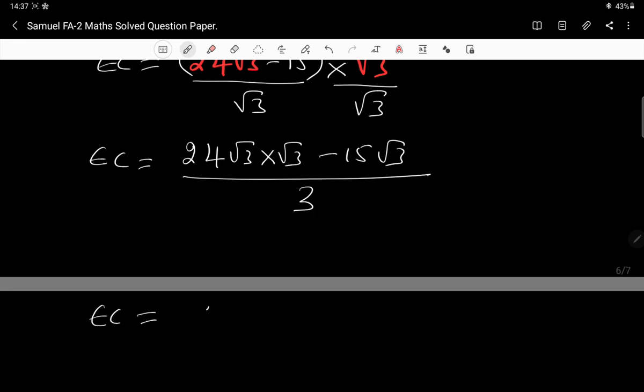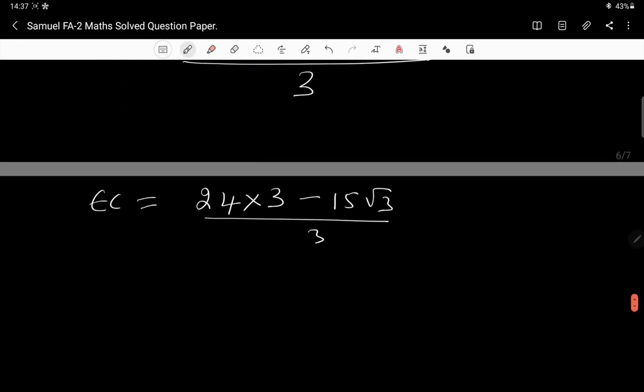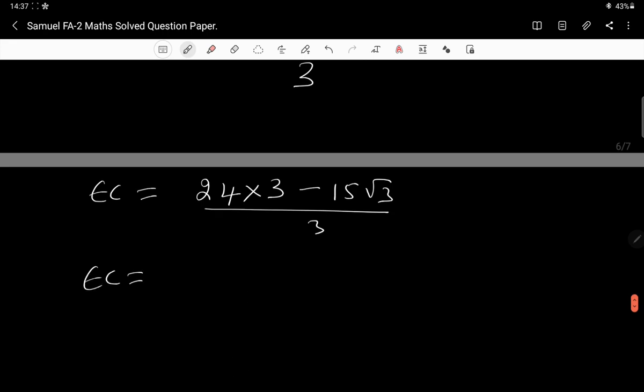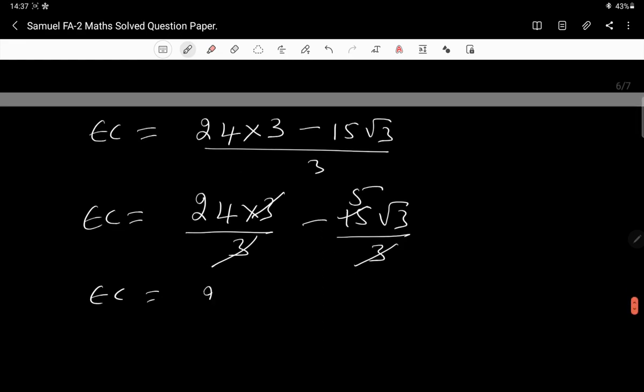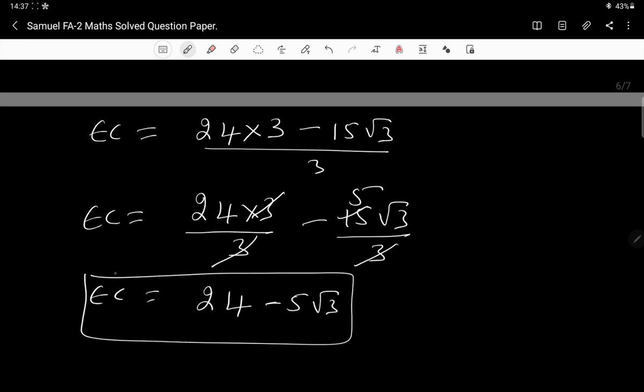So EC is equal to, how much is that? 24 into root 3 into root 3 is 3, minus 15 root 3, then divided by 3. Alright, so EC is equal to how much it becomes? It becomes 24 into 3 divided by 3 minus 15 root 3 divided by 3. So then the 3s get cancelled, 3 1s are, 3 5s are. Then EC is equal to 24 minus 5 root 3. So these many meters.